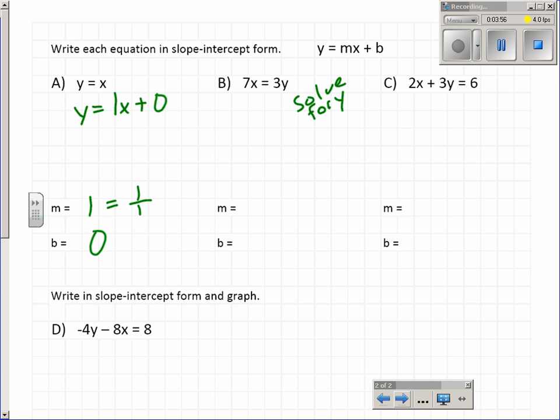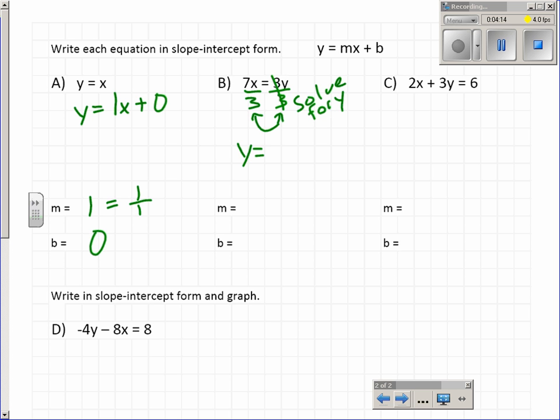In other words, isolate it. So I've got 3y here. I need to get it alone. So I get rid of the 3 by dividing. Divide. And now I want to put the y on the left side. So I'm going to just turn these around to the opposite sides.